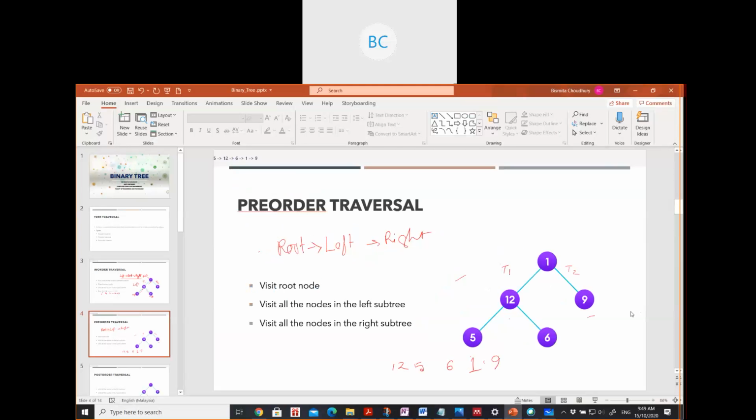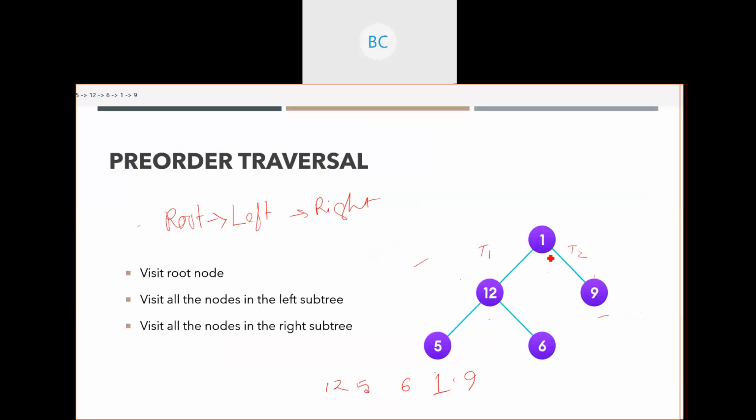Okay, in this case, you will first see the root. Root is 1. Then you will move to the left subtree. In the left subtree, you will again read 12. Then in the left subtree, you have two children. So you will write 5, then 6. So this tree is done. Then you go to the right side, that means your right child. There is only one child. So it will be 9.